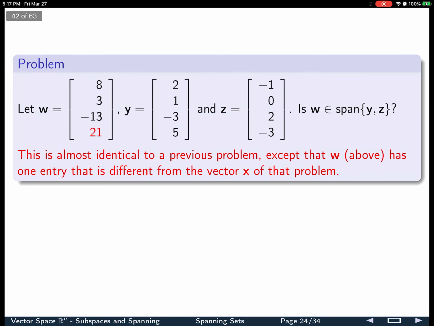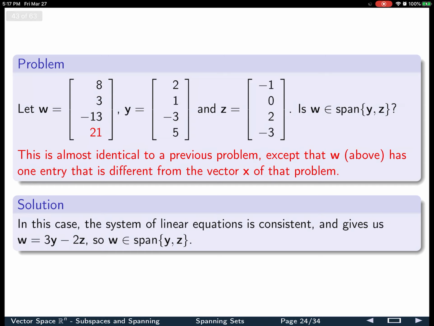But if you change x a little bit and make it into a w, then that vector does happen to be in the span of y and z. So that's just really another way of asking the same kind of question as a vector equation.